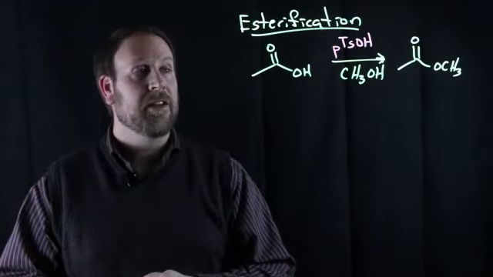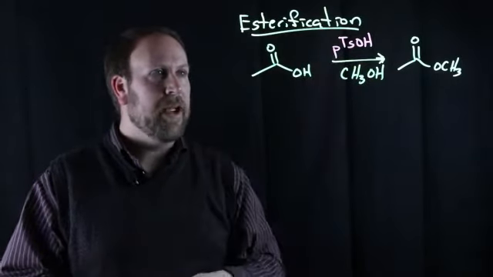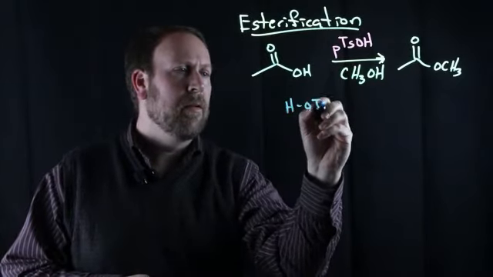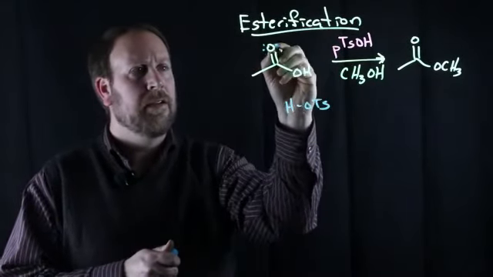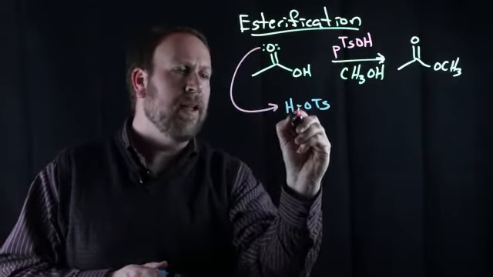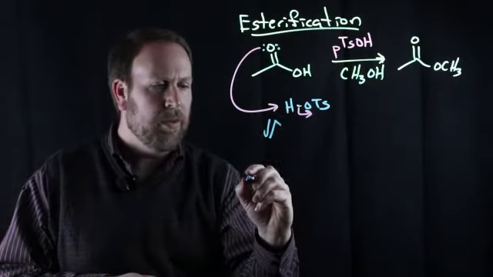So now let's take a detailed look at the mechanism of this reaction. So we have our carboxylic acid, and we're first going to react this with our acid. So here's our paratoluenesulfonic acid. So we're going to protonate that carbonyl, and this is activating that carbonyl. It's going to make it much more reactive.